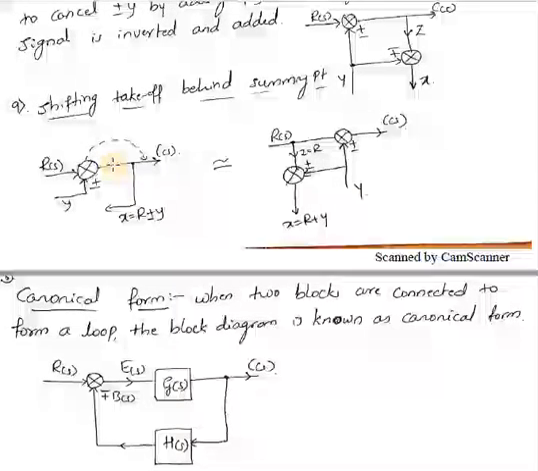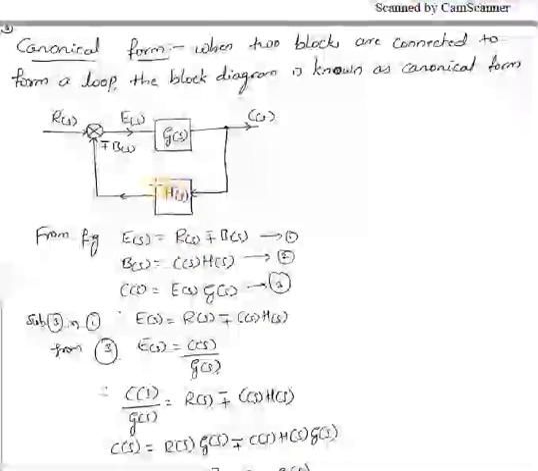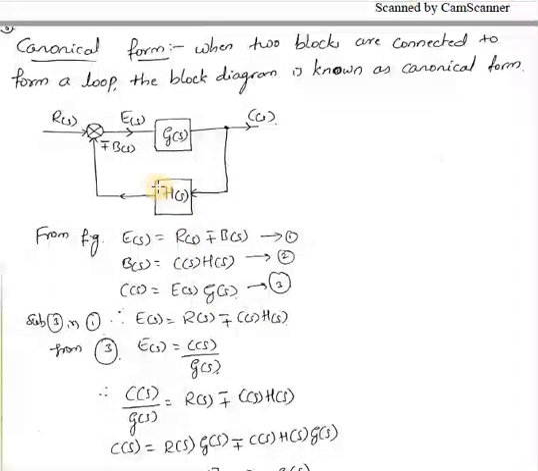the 10th rule is canonical form. Canonical means when there are only two blocks, one summing point and one takeoff point. One block is in the forward path and one is in the feedback path. So G of s, this block is in forward, this block is in backward. In the block diagram, if you have this kind of combination, you can directly write the transfer function. That is, you can replace this whole system by a single block.